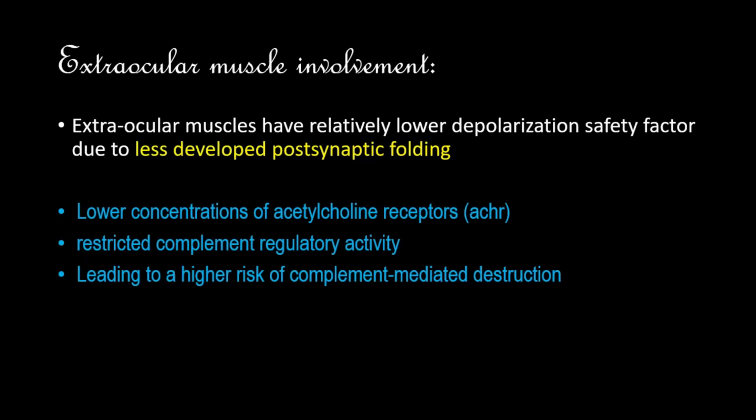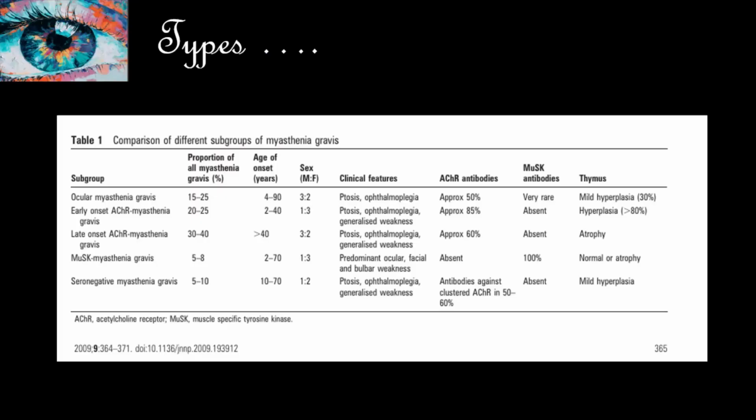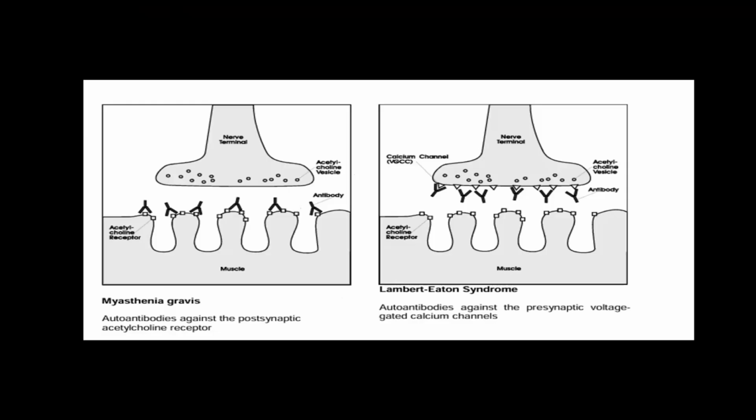Why are the extraocular muscles most commonly affected in myasthenia? Because in the extraocular muscles, the synaptic folds are fewer, the receptors are fewer, and not only that, they are more prone to destruction. That's why the extraocular muscles are very commonly affected in myasthenia. We can classify myasthenia like this. It can be called early onset, late onset, seropositive, or seronegative. It can be called AChR positive, MuSK positive, like that.